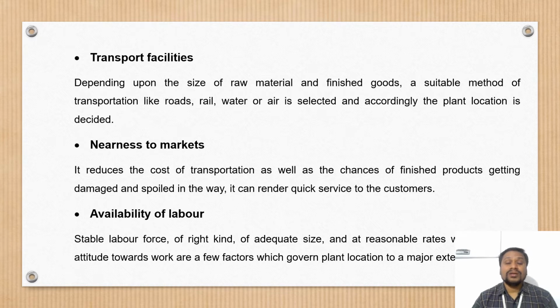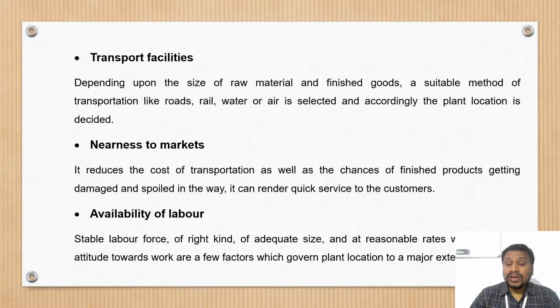Okay, so the next factor is the availability of labor. Availability of labor is a major factor. A stable labor force of the right kind, of adequate size and at a reasonable rate, with a proper attitude towards work, are the factors that govern plant location.